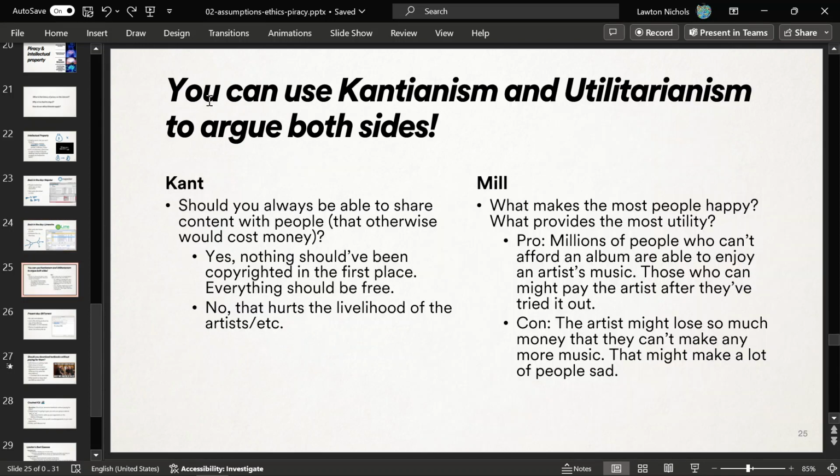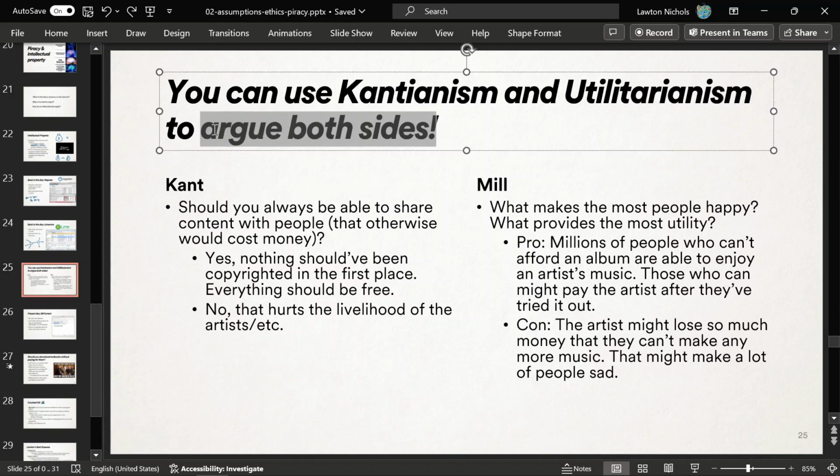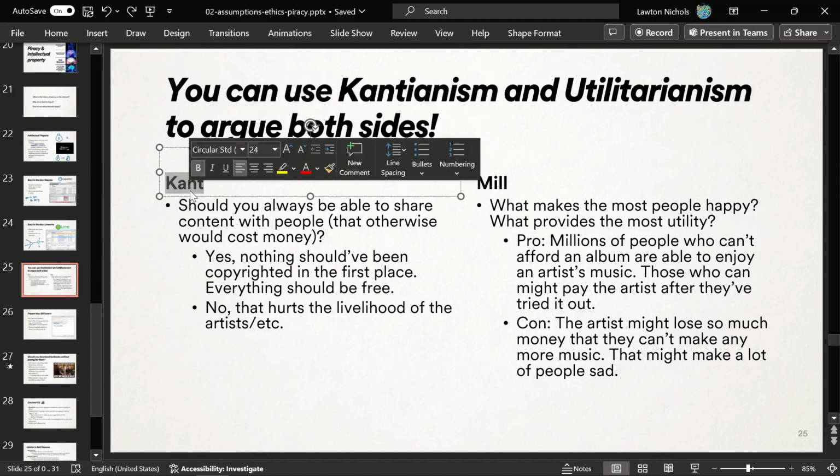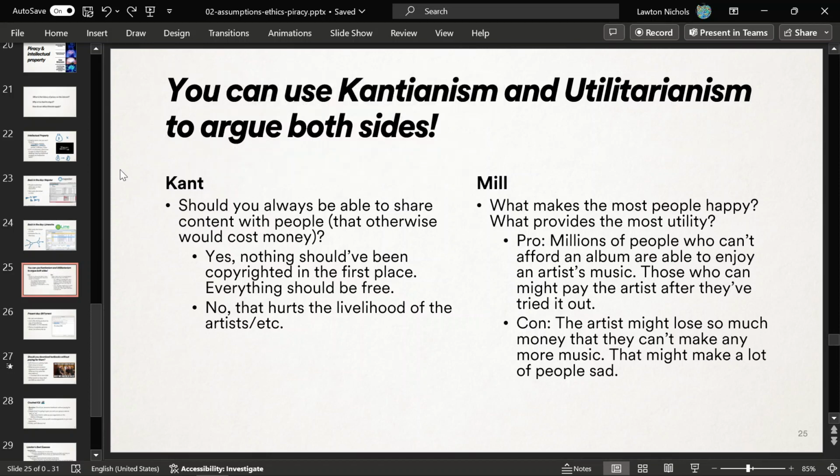All right, and let's see. We could use file sharing as a question, right? Should we be doing this? And we can ask Kantianism and utilitarianism, and we could use either of them to argue both sides. So again, there's no right answer. You could argue totally that Kant would be against piracy just as easily as you could argue that Kant would be for piracy. But it's just a lens to look through.